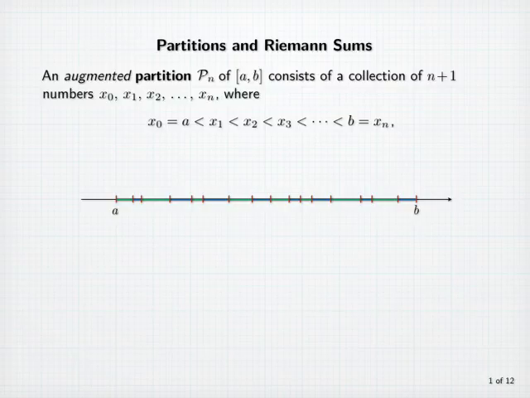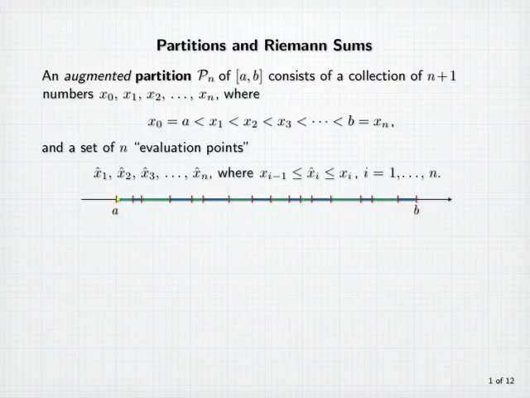An augmented partition also includes a set of n evaluation points, x hat 1, x hat 2, and so on up to x hat n, where x hat sub i is between x i minus 1 and x i. Let delta x sub i equal x i minus x i minus 1. This is the width of the ith subinterval defined by our points x0 through xn.